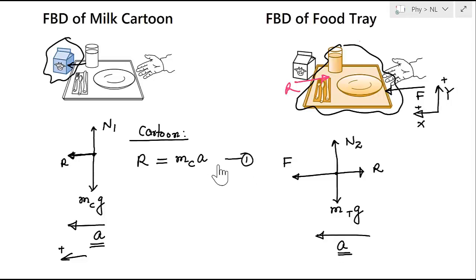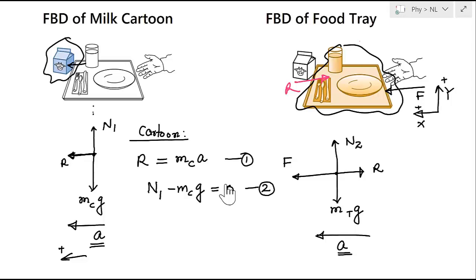You can also write the vertical direction equation. In the vertical direction, the total force is N1 minus mcg, because mcg is in the downward direction and this object is not accelerating in the vertical direction. So force equals mass times acceleration equals 0, because acceleration is 0 in this case. So this is for the cartoon.